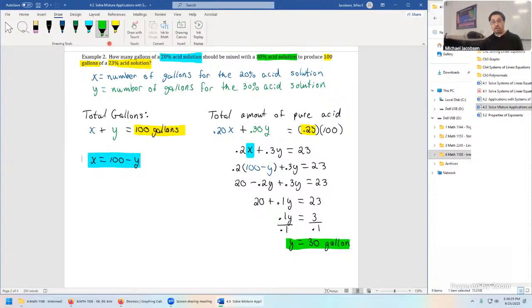This is now 30 gallons of the more concentrated 30% acid solution. And notice that kind of meets our expectation. We were taking something at 20%, just increasing it a little bit up to 23. So it makes sense we shouldn't use too much of that, just 30 gallons. By the way, it's a coincidence that the 30 came out as a 30 here and here as well. Any questions so far to this stage?